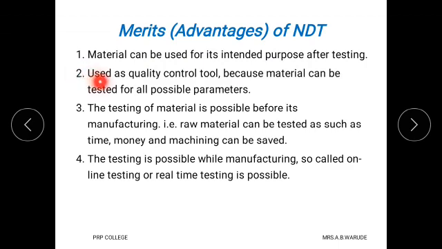Second, it is used as a quality control tool because material can be tested for all possible parameters. Third, the testing of material is possible before its manufacturing. That is, raw material can be tested, and as such, time, money and machining can be saved. Here, raw material should be checked.